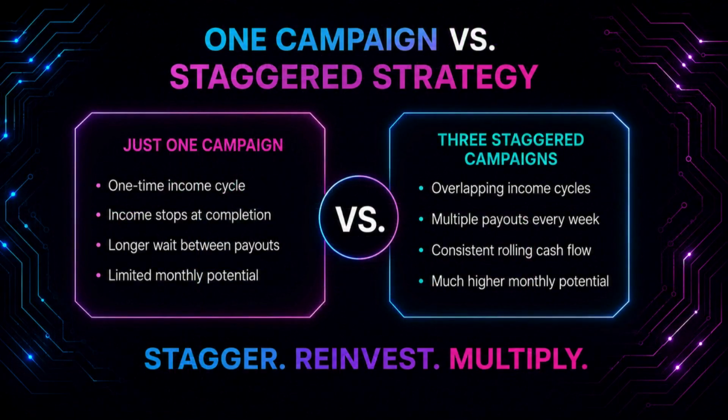Now let's compare using just one campaign versus building a staggered campaign strategy with 3 campaigns. With only one campaign, the income cycle is limited. Once the campaign completes, the income stops until another campaign is started. With 3 staggered campaigns, the member creates overlapping income cycles. This is how we design our plan to pay us weekly. That means multiple payouts can happen across the month, creating a more consistent rolling cash flow pattern. The strategy is simple. Stagger, reinvest, and multiply the timing of your campaigns.